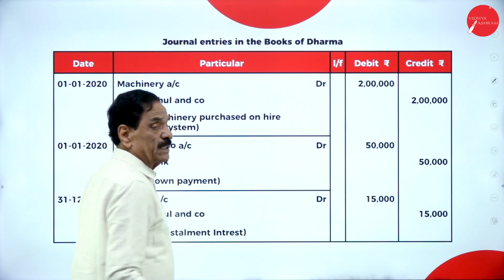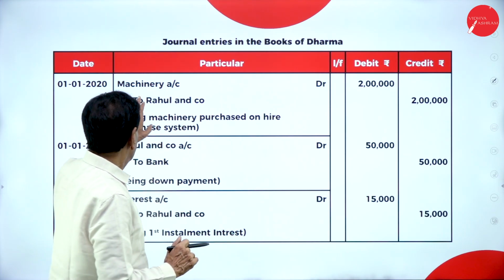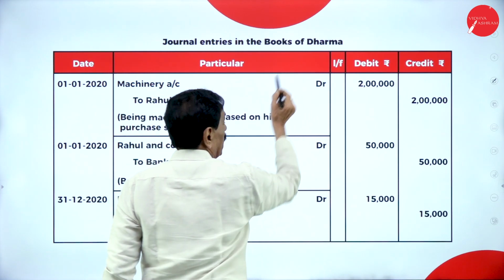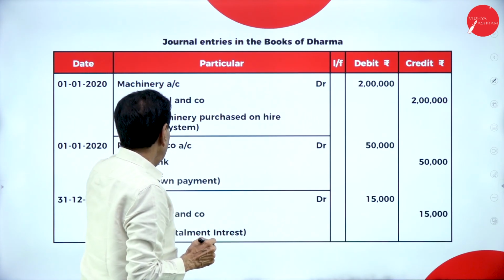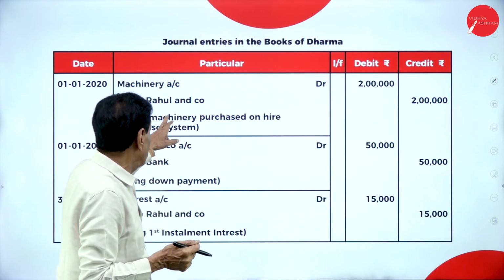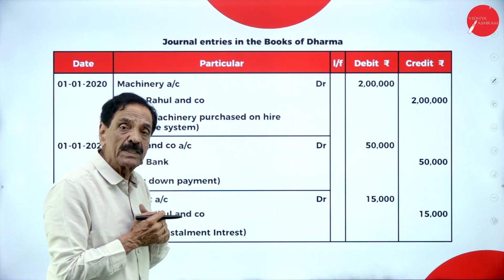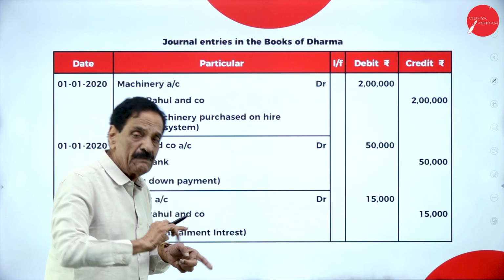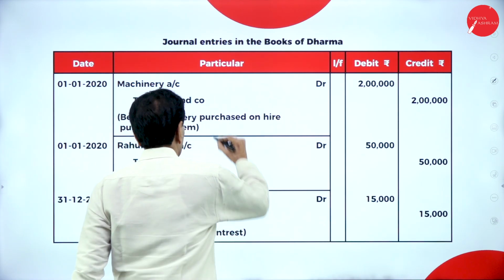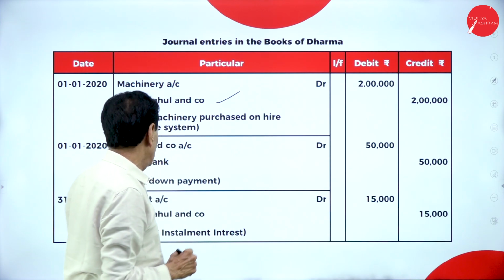First entry, the cost of the machine is 2 lakh, machine purchased on 1/1, the beginning of the year. Journal entry in the books of Dharma, the purchaser. Machinery is coming in, debit what comes in, credit what goes out. We have to pay the money to whom? Rahul, which is a personal account. Debit the receiver, credit the giver. What's the entry? Machinery account debtor to Rahul account. We have to pay the 2 lakh.